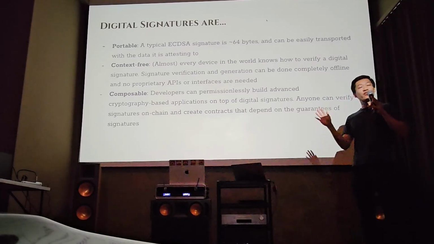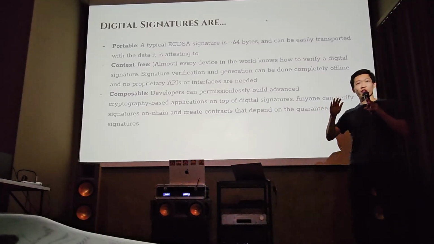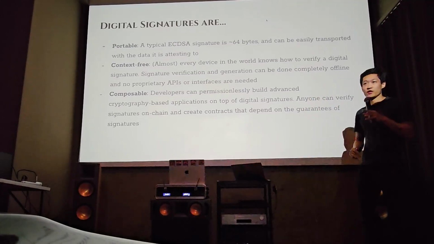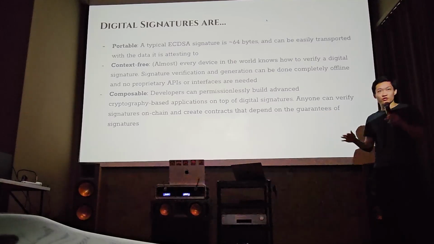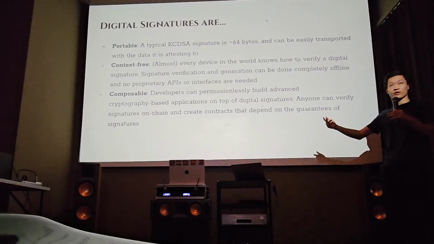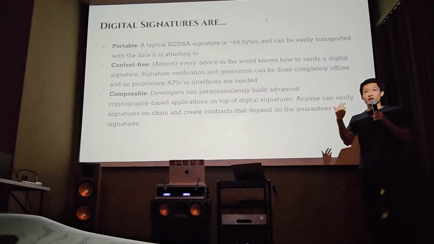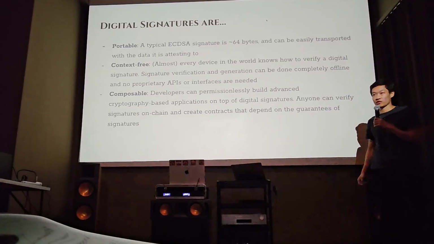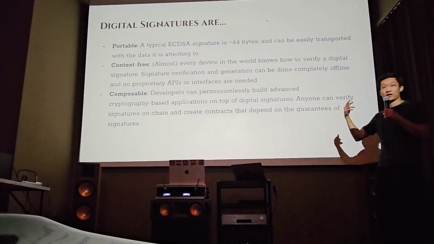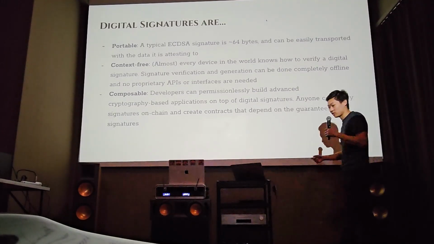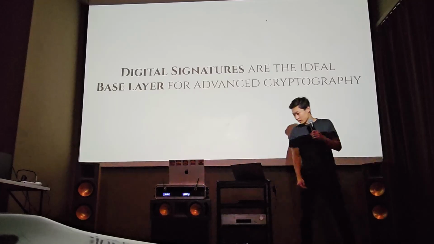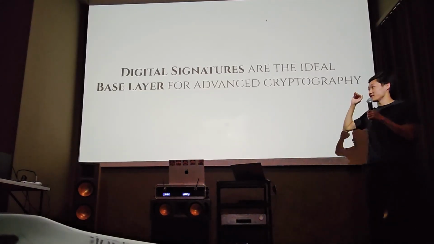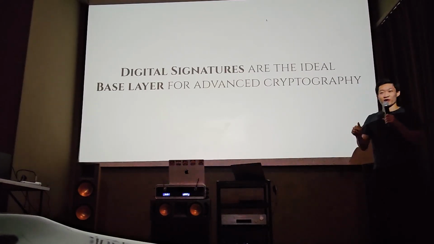I think of signatures as the base layer for everything else that can be built on top in terms of advanced cryptography. So we want to start with signatures. That's what this whole project is about. These NFC cards are meant to provide an interesting set of signatures to every single person in this room, and then other people can come and build applications on top of it. So if there's anything I want you to remember, it's this: digital signatures are the ideal base layer for advanced cryptography.